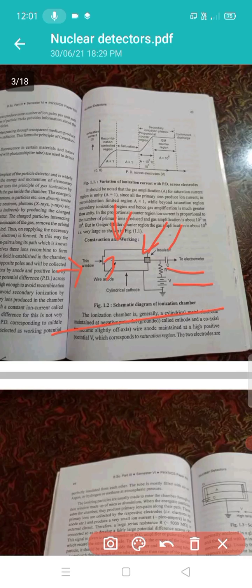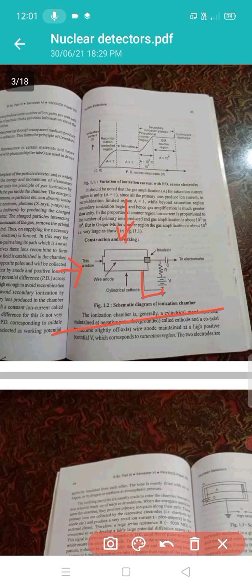The ionization chamber is generally a cylindrical metal electrode maintained at a negative potential. Here, the walls of the electrode are connected to the negative terminal of the battery, and hence it is maintained at a negative potential, which is grounded.